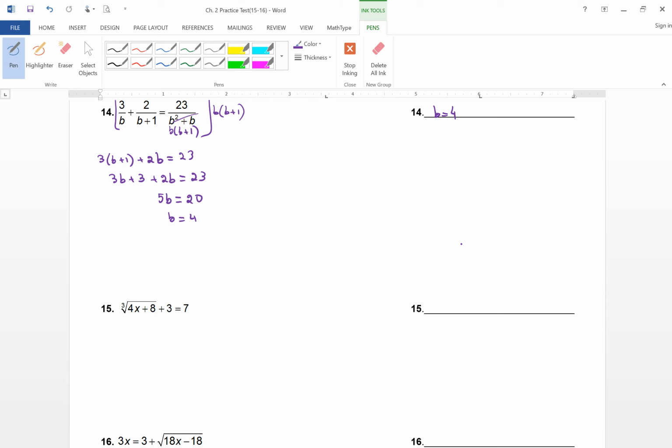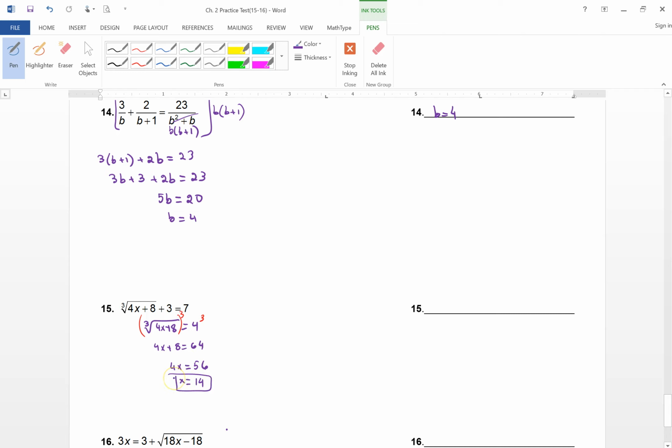Okay, the last ones are roots. First we're going to isolate the roots, so we're going to subtract 3 on either side, and we get cube root of 4x plus 8 equals 4. Now what? Raise everything to the power of 3. That gives me 4x plus 8 equals 64. 4x equals 56, and what does x equal?